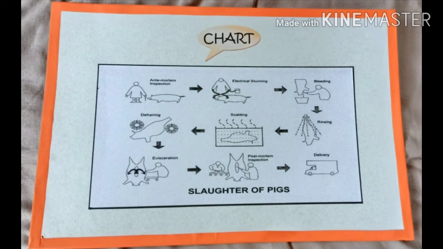Chart. This is an example of a chart, a flow chart. I will use this symbol for discussion. The objectives of this symbol is to discuss current methods of slaughter and dressing of swine.